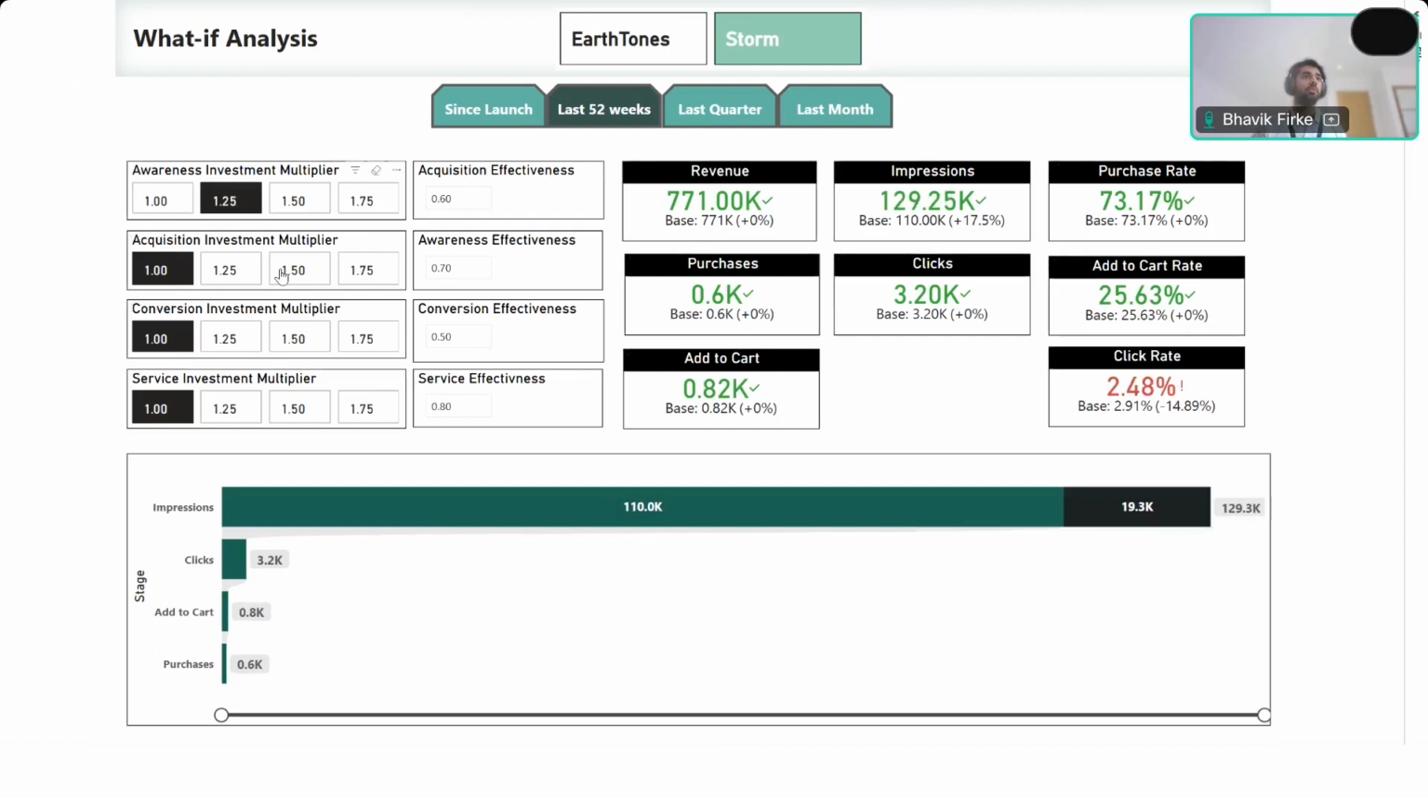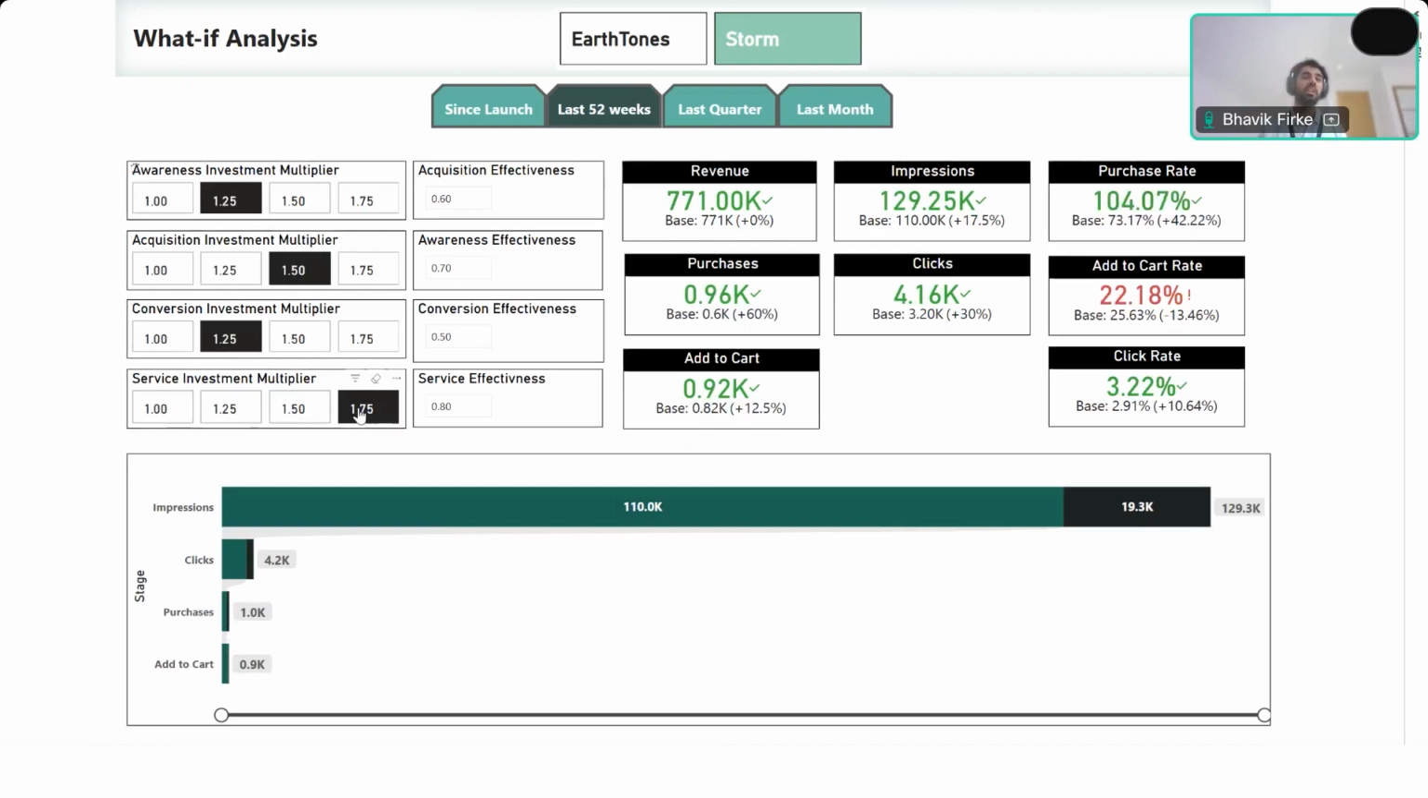Let's do, say, probably 50% increase in acquisition investment. Let's say 25% for conversion. Let's do 75% for service investment. So that would mean I'm multiplying my service investment by 1.75. As you can notice, the numbers across your funnel would change.